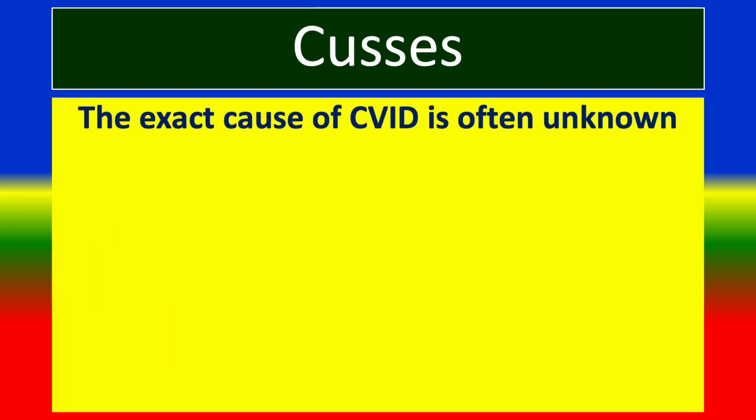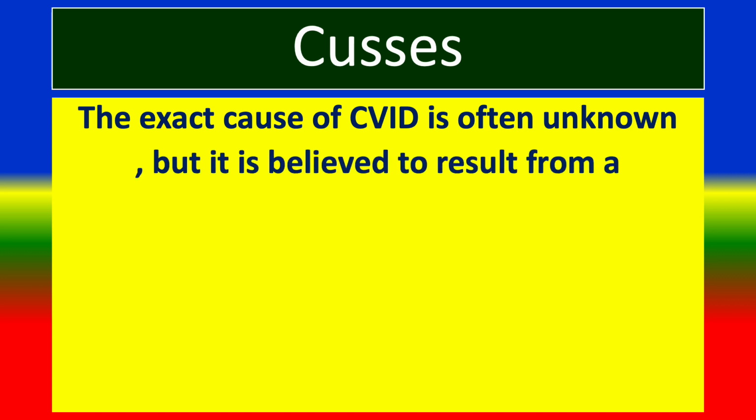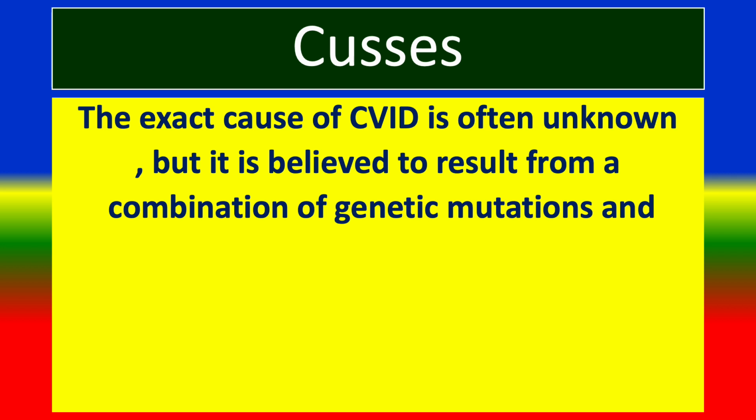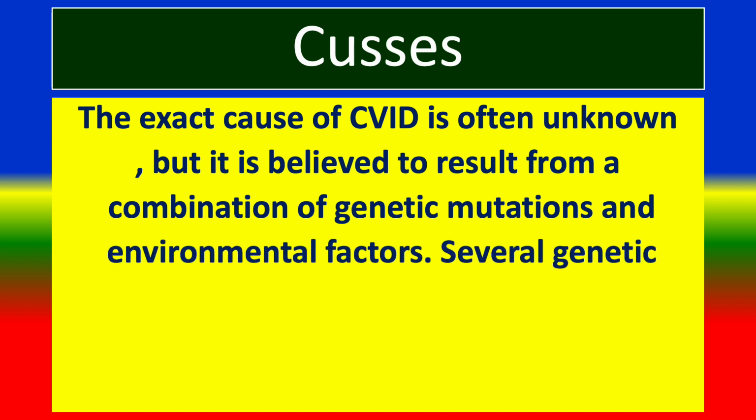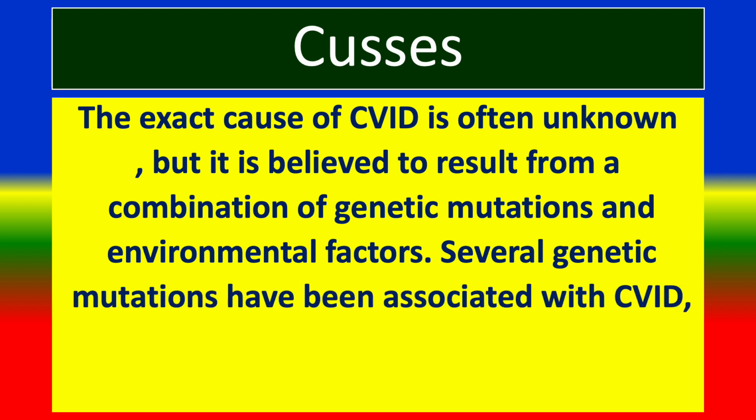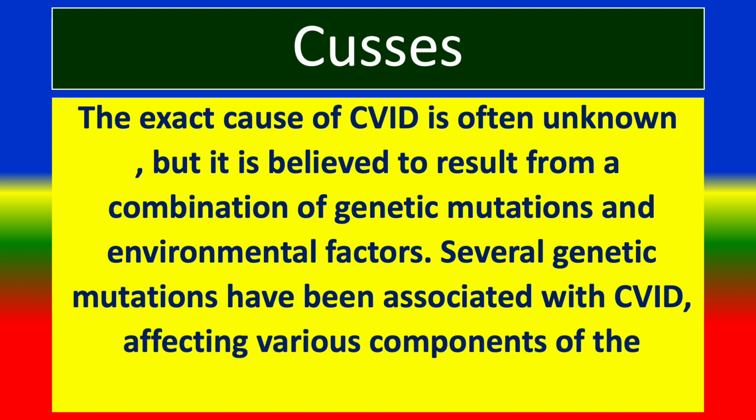Causes. The exact cause of CVID is often unknown, but it is believed to result from a combination of genetic mutations and environmental factors. Several genetic mutations have been associated with CVID, affecting various components of the immune system.